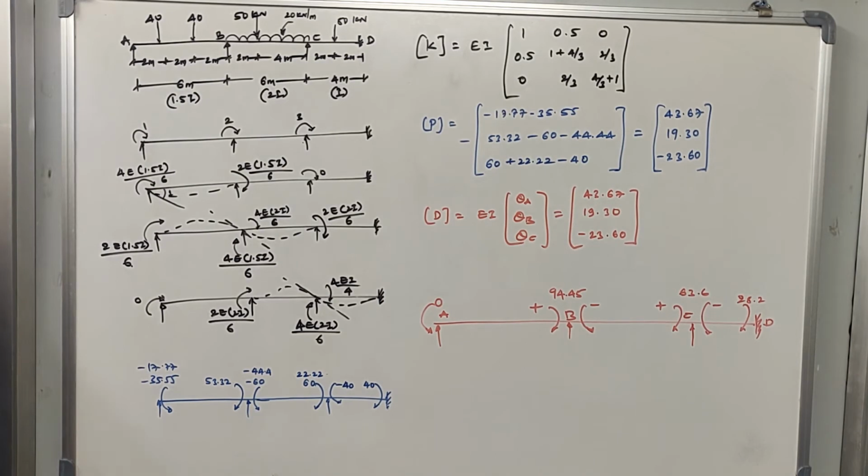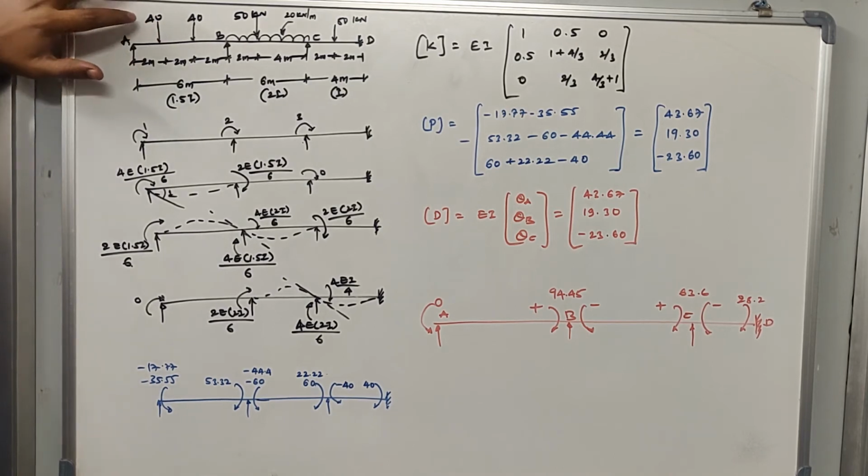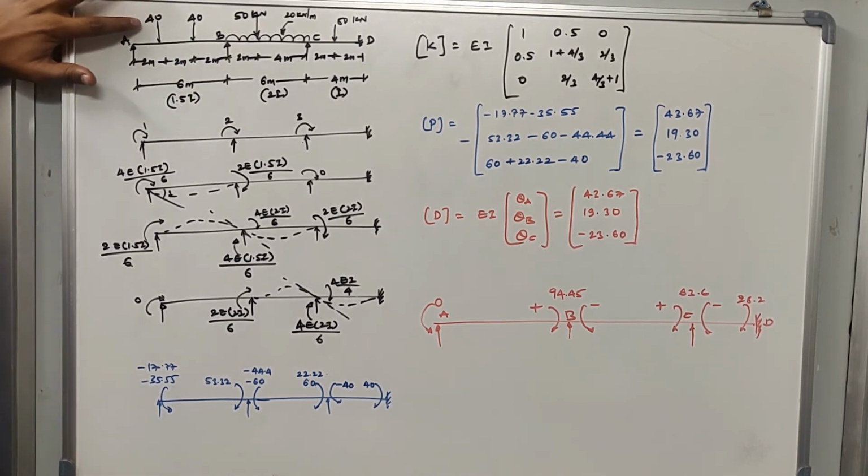We already know how to solve the fixed end moments. I will just try to quickly explain it. So there are two concentrated loads here which are symmetric in nature. So what we do is we first calculate how much is the moment that is created at end AB because of these two concentrated loads.